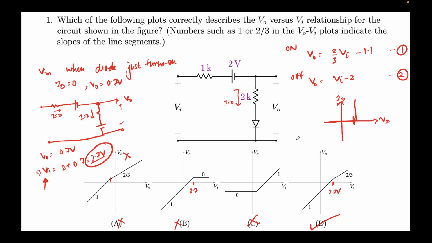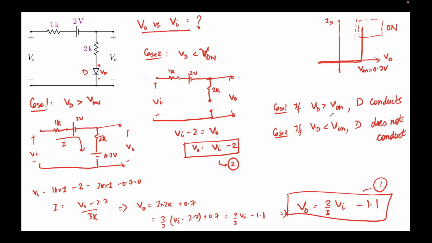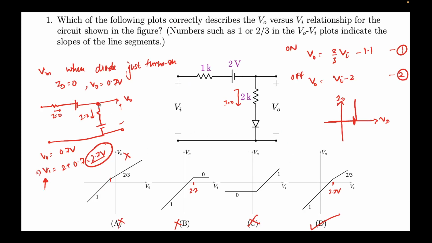So I'll summarize what I did: I broke the problem into two cases, that is, when the diode is on and when the diode is off. We derived the V out versus V in for both the cases, which we can see as expressions 1 and 2. Then we identified at what point the diode turns on, that means what is the V in condition at which this switch happens. We derived it to be 2.7 volts, and based on these three pieces of information, we plotted and found D to be the correct option.